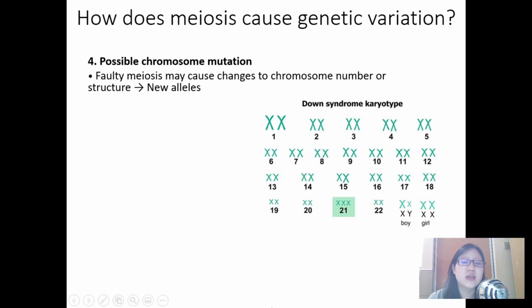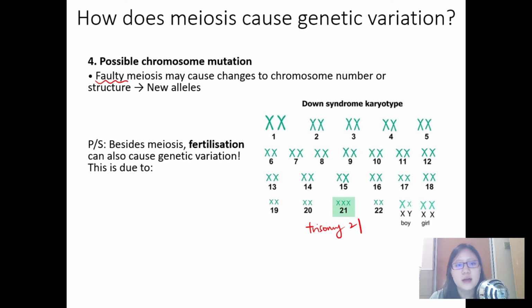Now, a famous example here is Down syndrome. It's also called trisomy 21. We'll spell it out for you. That's because they have 3 chromosome 21 due to a meiosis gone wrong. Now, that's not desirable, obviously, but it happens. So that's how meiosis causes genetic variation.